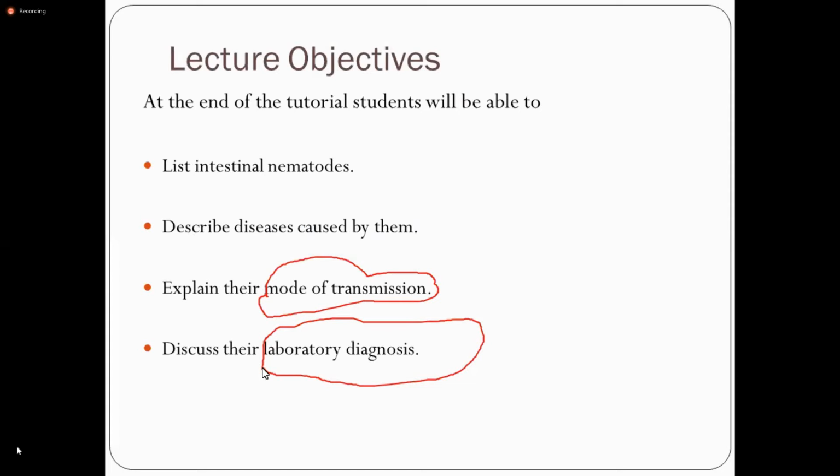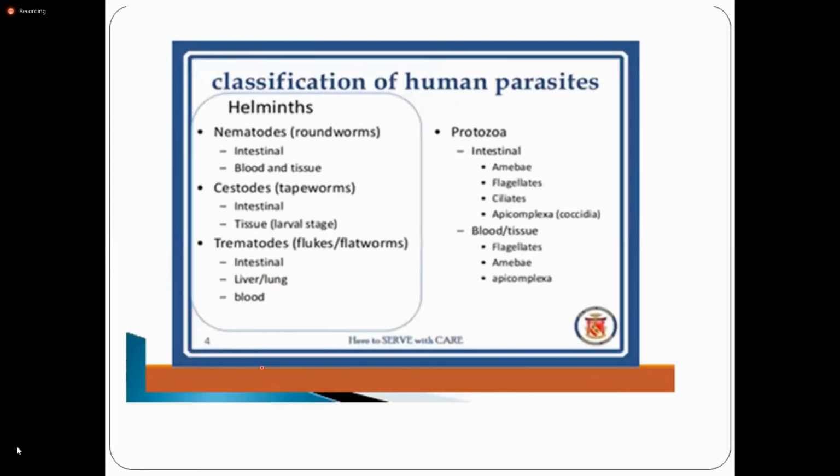Through different mechanisms to survive in the human body, and their eggs have particular shapes and sizes, which we will discuss. Then we are able to diagnose and treat these worms. So broadly speaking, we can classify helminths.